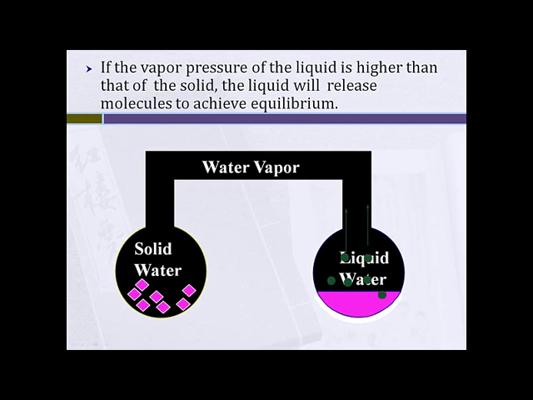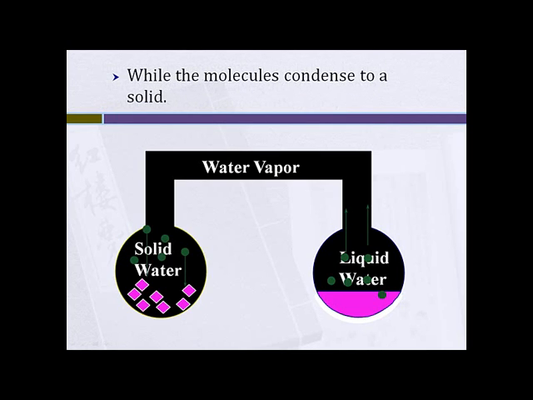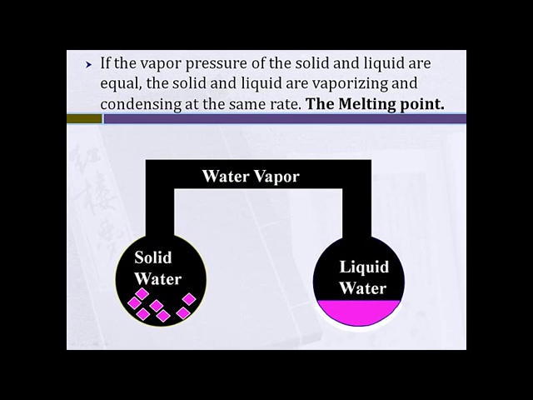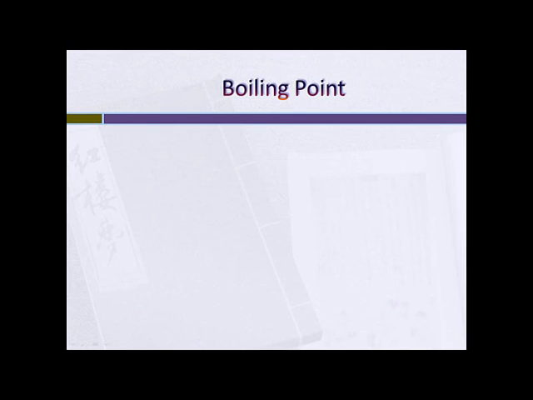If the vapor pressure of the liquid is higher than that of the solid, the liquid will release molecules to achieve equilibrium, while the molecules condense to be a solid. What's the temperature here? Right, the temperature must be below the freezing point of the solid, since the liquid is turning into the solid. If the vapor pressure of the liquid and the solid are equal, then the solid and liquid are vaporizing and condensing at the same rate. We're at the melting point.